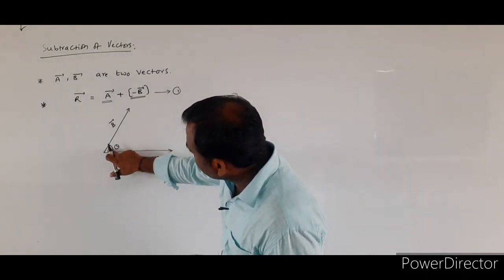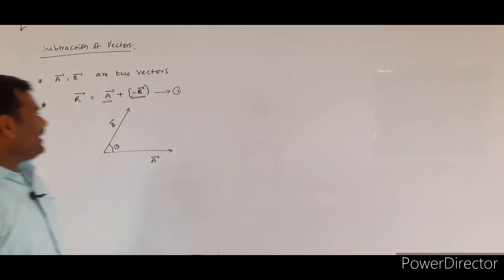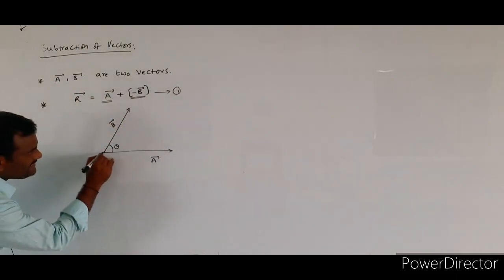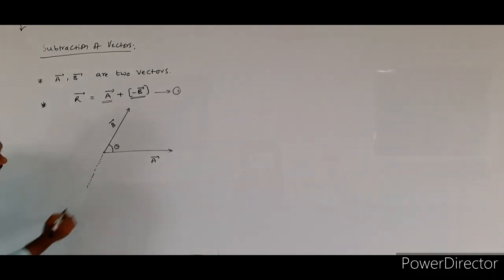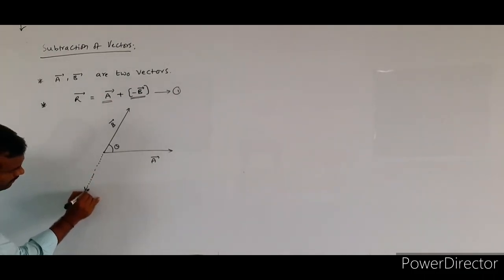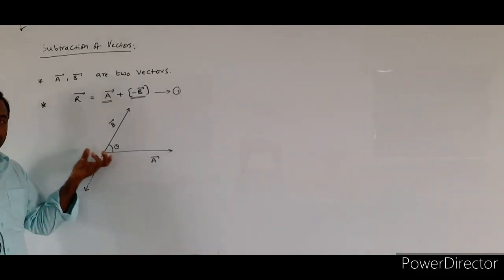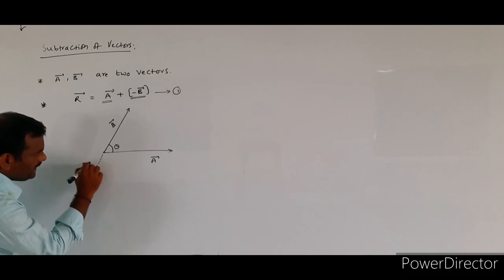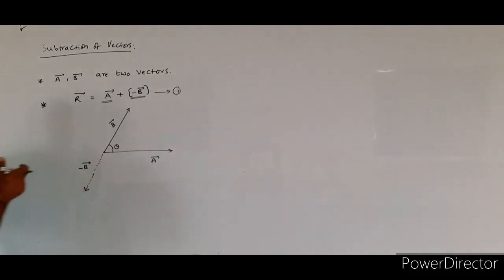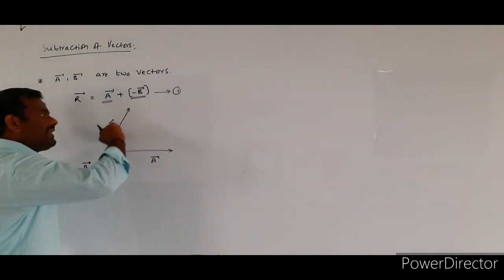From this diagram, B bar acts in this direction, so I am drawing its negative vector from the same point without changing its magnitude but by reversing its direction. Whatever dotted line I indicated here, that dotted line vector indicates the negative vector of the vector B bar. Once again, this is the actual vector B bar.